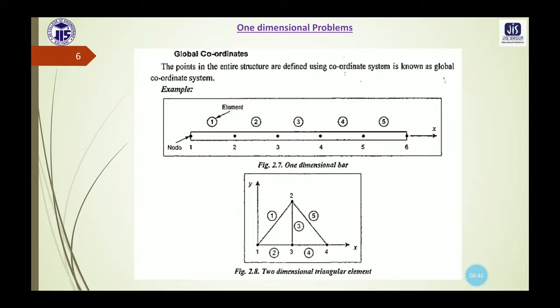The example in the form of a diagram is shown in figure 2.7, that is the one dimensional bar. The nodes and elements are shown here, and in figure 2.8, that is the two-dimensional triangular elements, the nodes and elements are also shown here.